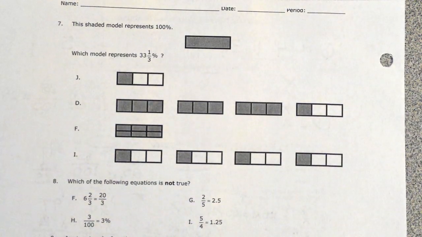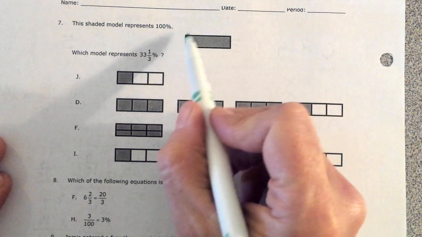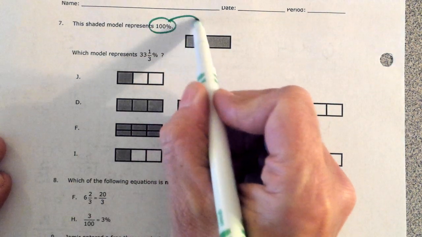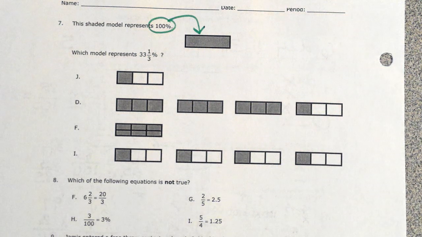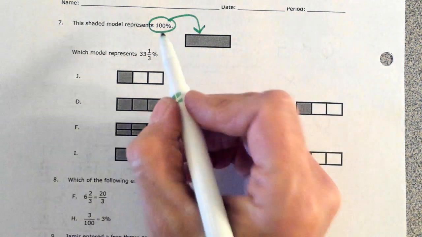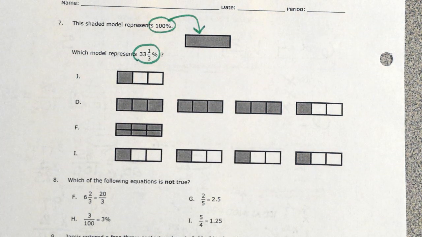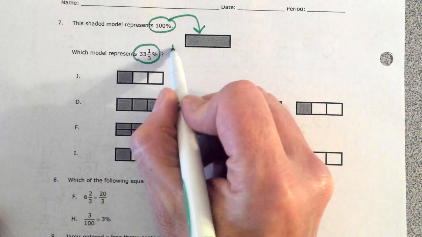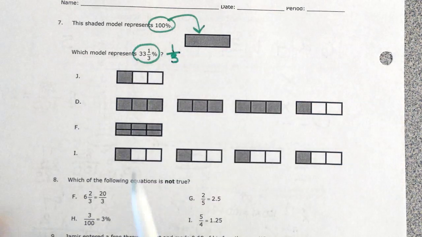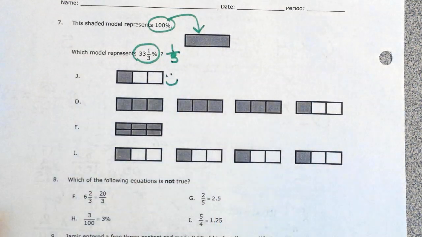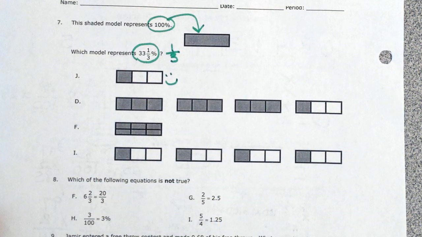Okay, I had a lot of questions on this one, and they were some good questions. What's happening here is this shaded rectangle represents 100%. So if the whole thing is shaded, that's 100% shaded. What we're looking for is 33 1/3%. Now, which one of our benchmark fractions had 33 1/3%? That would be the 1/3, which matches very nicely with J, 1 out of 3.